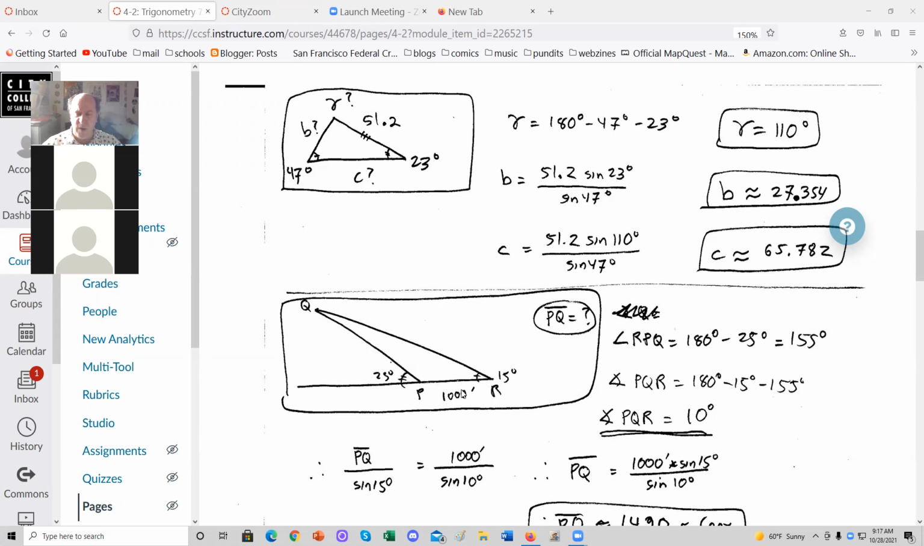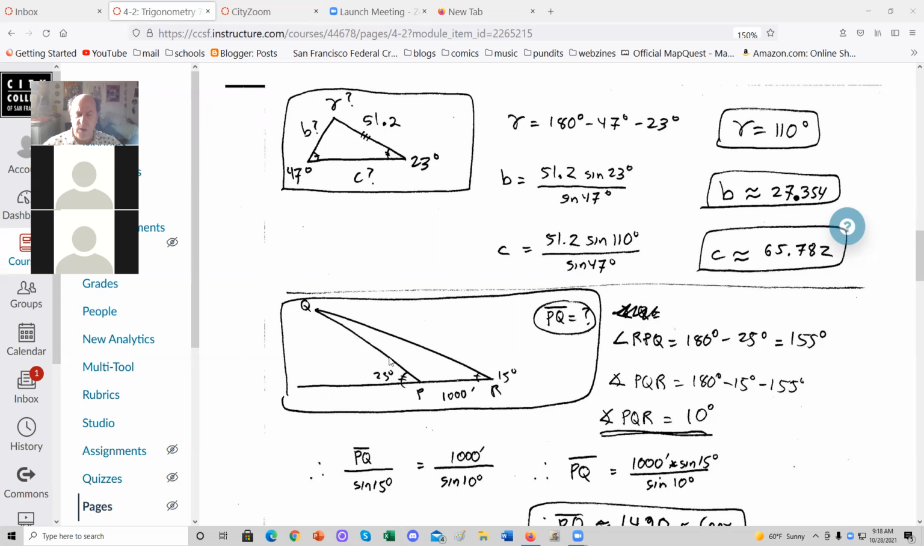Well, okay, first of all, this angle here, RPQ, is the supplement of 25 degrees. So it's 180 minus 25 degrees, or 155 degrees right here. And this angle at Q, PQR, will be 180 minus 15 degrees minus this angle of 155 degrees, 10 degrees. So we have 15 degrees here, 155 degrees here, 10 degrees here, and this side here is 1,000. This is the side we're looking for, PQ.